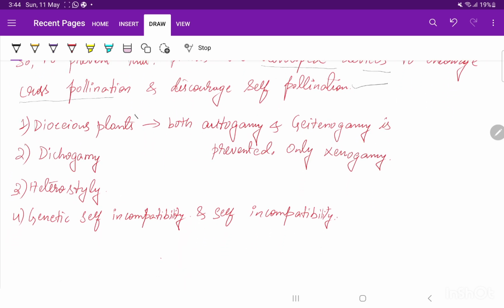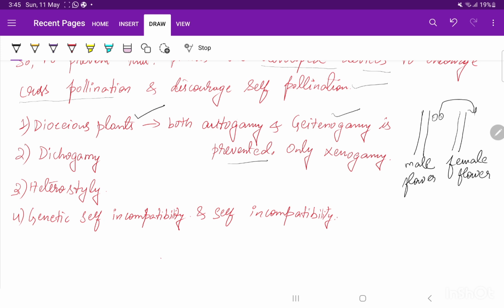They are, first, dioecious plants. We have already seen. Here both autogamy and geitonogamy are prevented, where one plant is having male flowers and another is having female flowers. Both have two different sexes of flowers, where the pollen grain will fall on the other plant and form a zygote that promotes cross fertilization. I hope it's clear. Here only xenogamy plays a very important role.